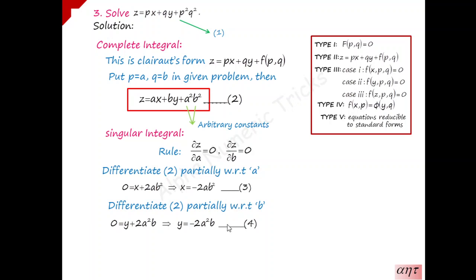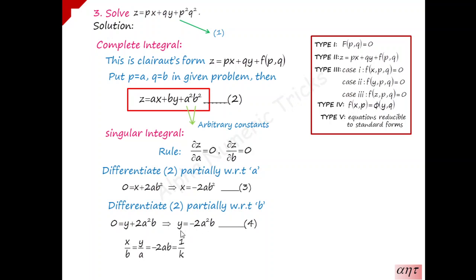Look at equations 3 and 4. When you take b on the left-hand side denominator in equation 3 and a on the left-hand side denominator in equation 4, the right-hand side terms are both equal to minus 2ab. Since both are equal, we can equate these terms. So from that, taking a and b to the left-hand side, we can write x by b is equal to y by a.